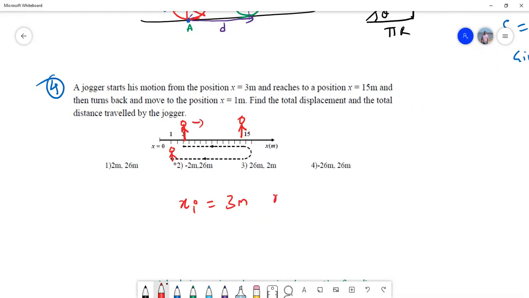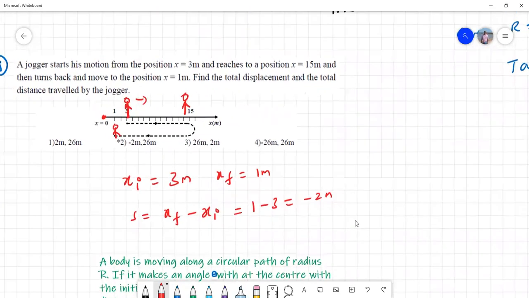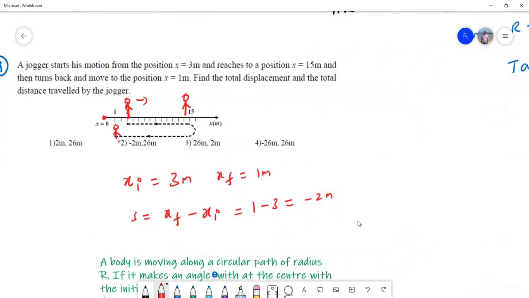Now what is the final position from the origin? We always take O as the reference point. Find the total displacement and the total distance traveled. So what is the definition of displacement? Final position minus initial position. Initial is 3, so his displacement is minus 2 meters. What does that minus 2 mean? He covered 2 meters in the opposite direction.